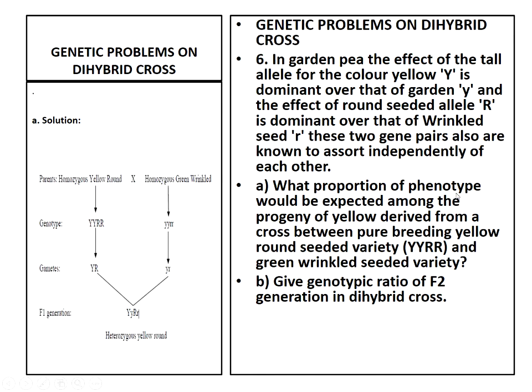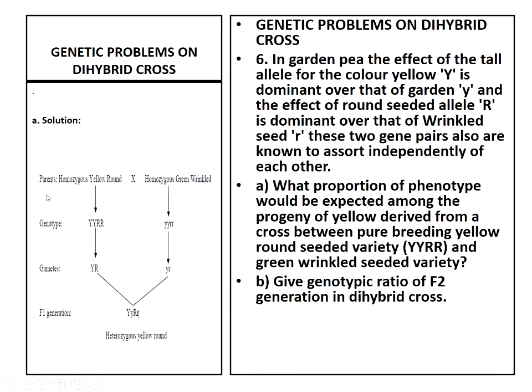What proportion of phenotype would be expected among the progeny derived from a cross between pure breeding yellow round seeded variety and green wrinkled seeded variety? So we have to find out the phenotype. So let us move on to the solution.